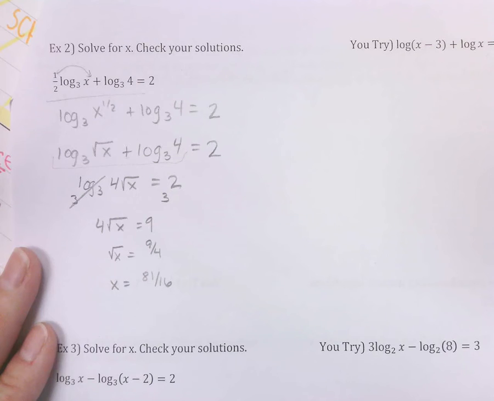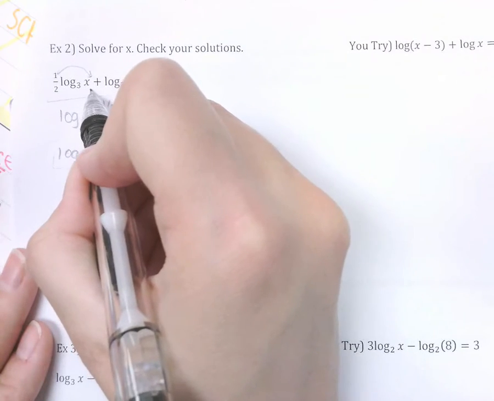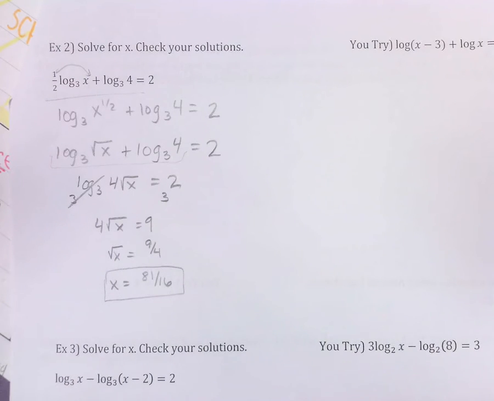Since it's positive, it's fine, because the only logarithm up here that has an x in it is just a regular x, so that's not going to be extraneous.